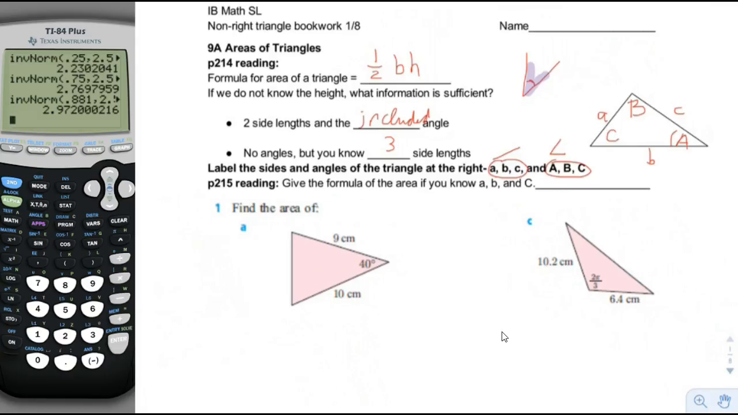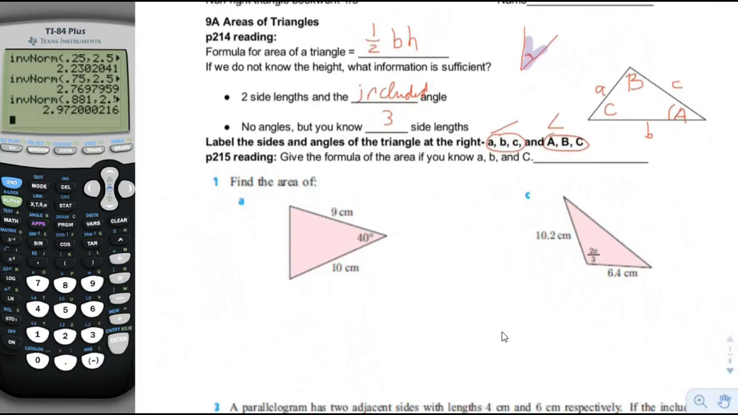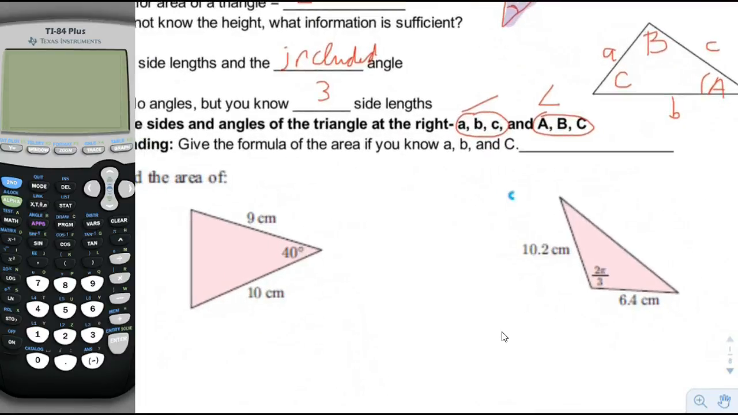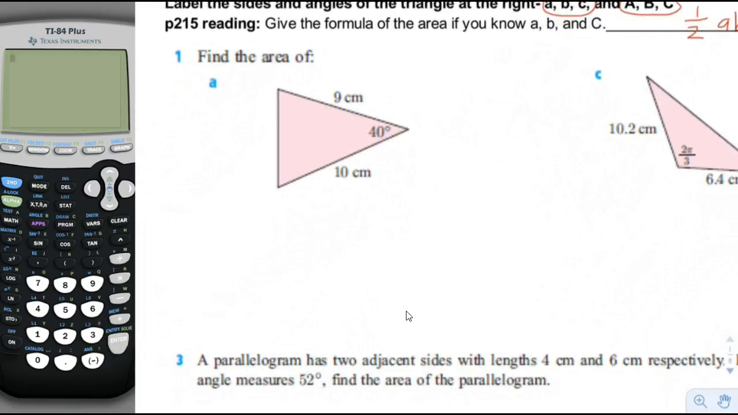Okay? All right. Give the formula of the area if you know small a, small b, and capital C. And this is from our investigation. The answer is 1/2 ab sine angle C. Okay? Let's move on to the problems for today.